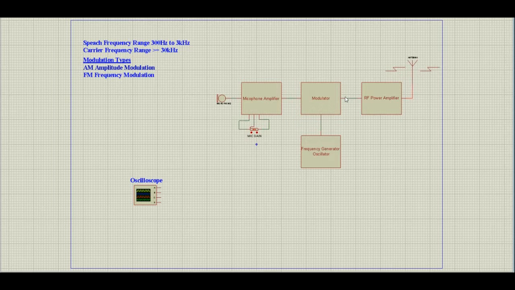The output of the modulator is the carrier with the modulation or speech signal superimposed on it. This is then passed to an RF power amplifier, which produces a high level signal which is passed to an aerial where it is radiated or transmitted.